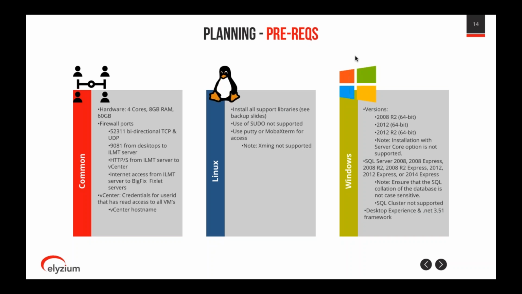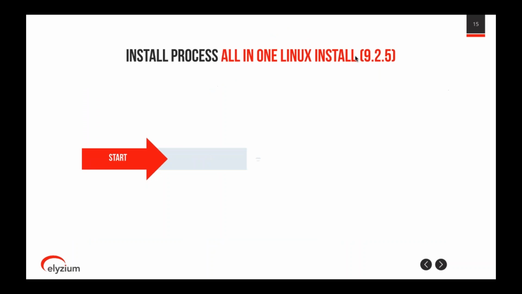On the right-hand side of the slide deck, you can see the various versions of Windows that are supported from a server perspective. And at the bottom, I've got some of the features like desktop experience and .NET 3.5.1 that are needed. So you need to make sure that those features are installed before you actually start any installations whatsoever.